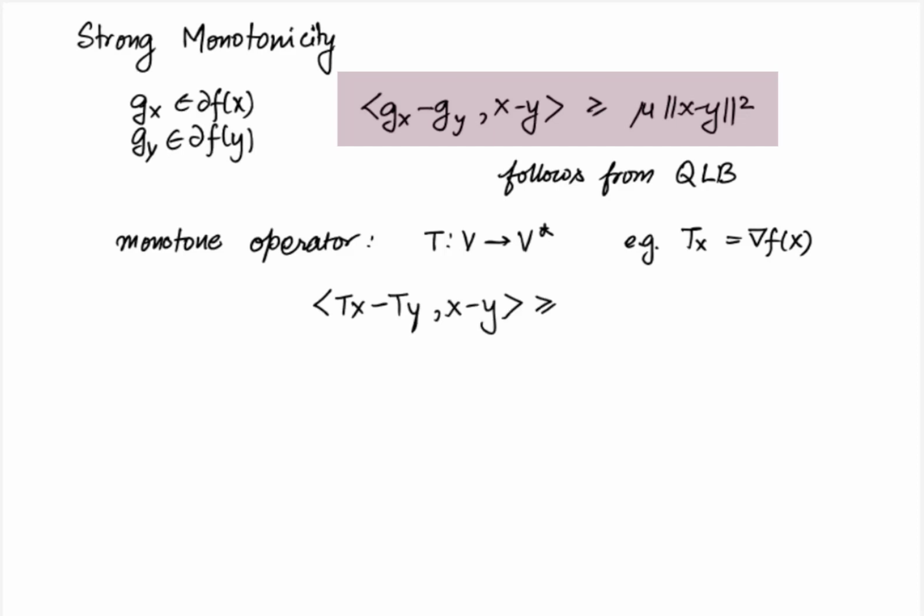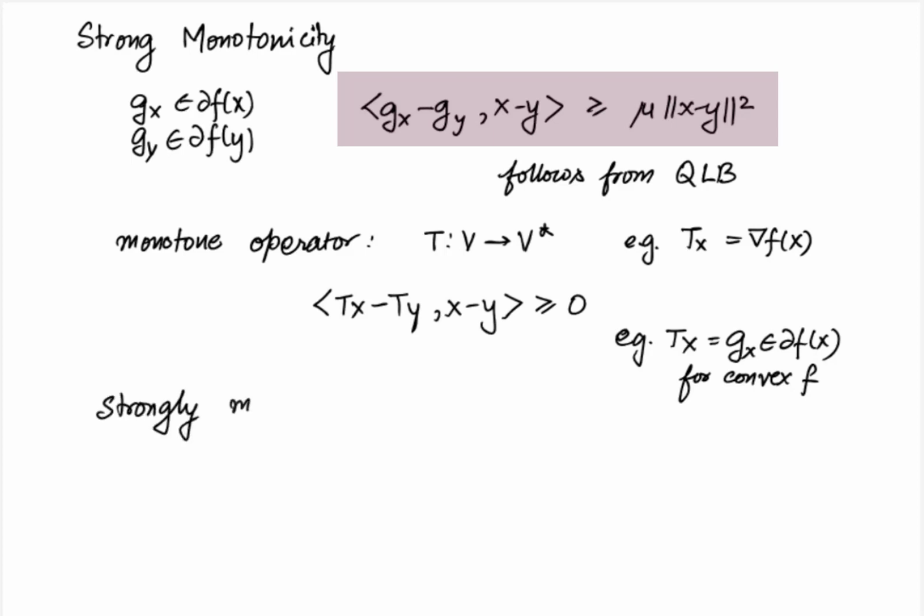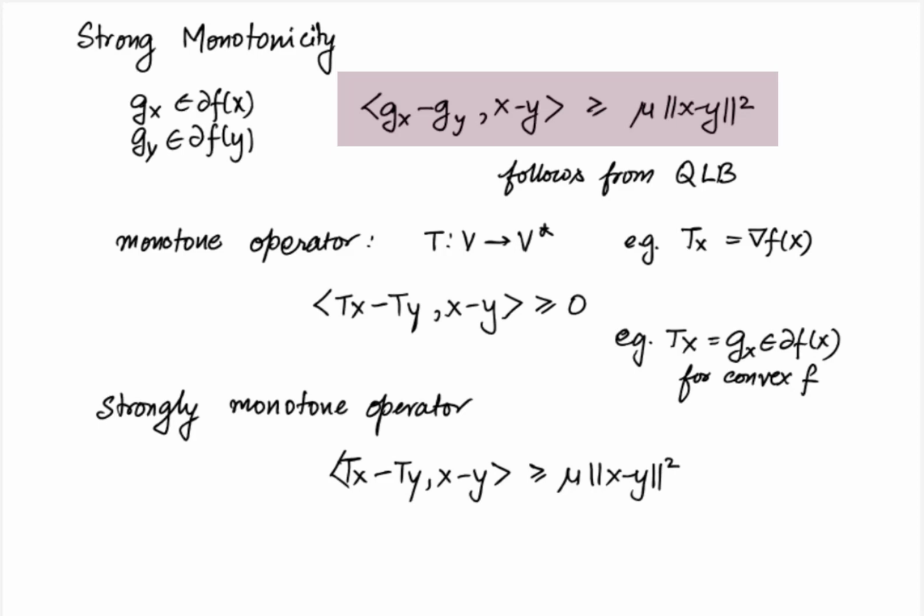Tx minus Ty inner product with x minus y greater than or equal to 0. When the function f is convex, the subgradient operator is an example of a monotone operator because gx minus gy, x minus y is greater than or equal to 0, where gx and gy are subgradients of f at x and y. Likewise, an operator can be strongly monotone if it satisfies Tx minus Ty inner product with x minus y greater than or equal to mu times x minus y norm square. Again, if f is strongly convex, the subgradient would again be an example of a strongly monotone operator.